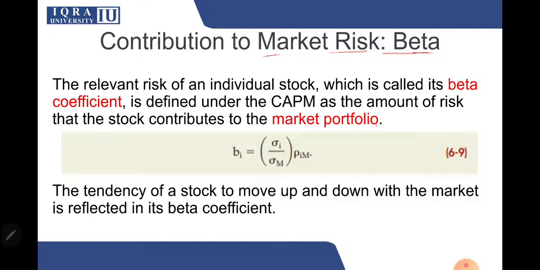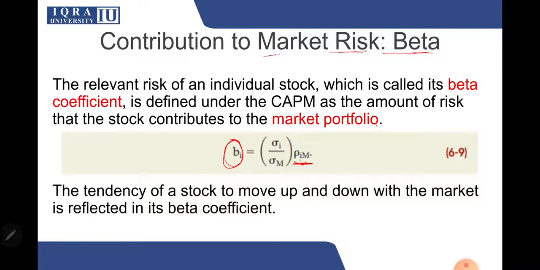So the formula for the beta coefficient is the standard deviation of the ith stock divided by the standard deviation of the market, multiplied by the correlation between the ith stock and the market. If you look at this formula, you will understand that beta is the relevant risk measure of a well diversified portfolio, a portfolio that has already diversified all of its risk away.